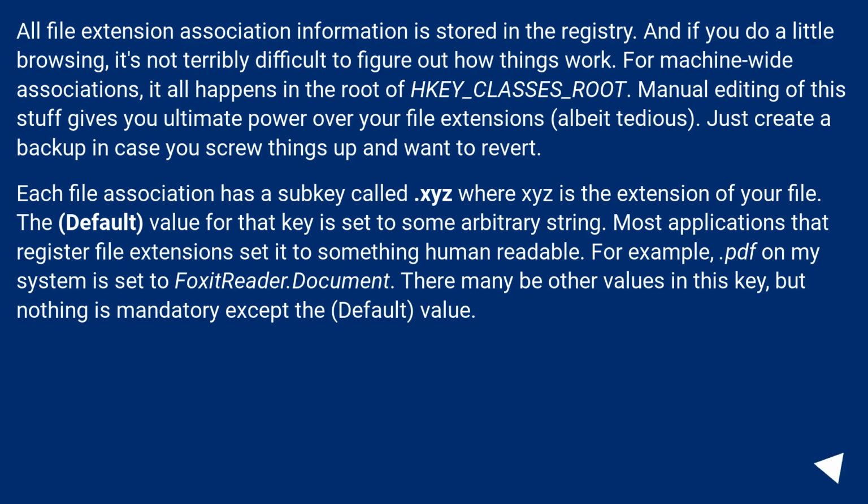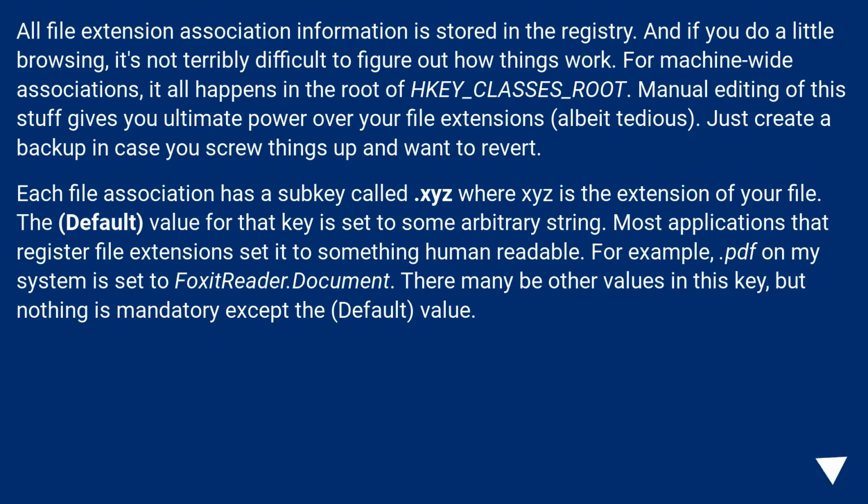All file extension association information is stored in the registry. And if you do a little browsing, it's not terribly difficult to figure out how things work. For machine-wide associations, it all happens in the HKEY_CLASSES_ROOT. Manual editing of this stuff gives you ultimate power over your file extensions, albeit tedious. Just create a backup in case you screw things up and want to revert.